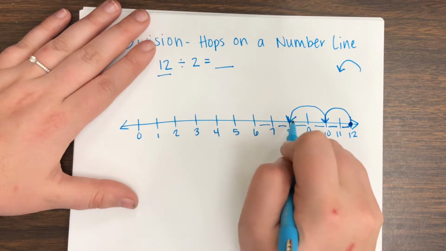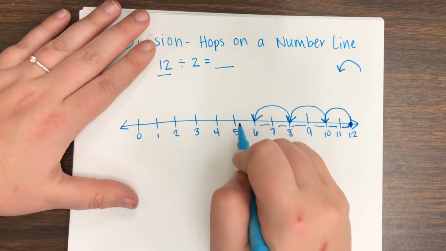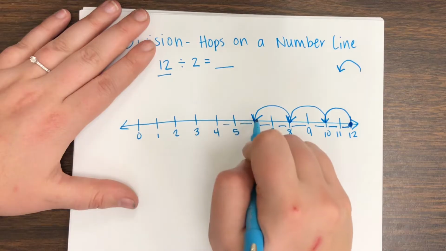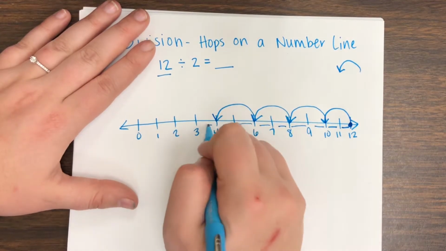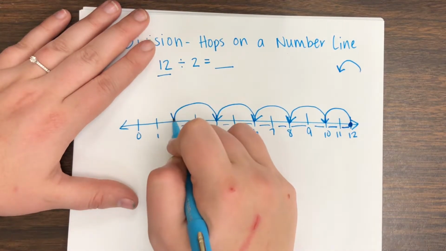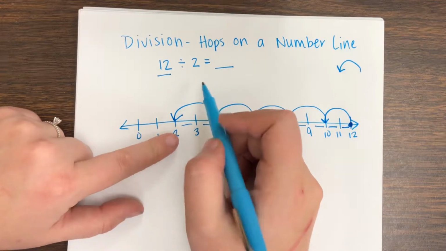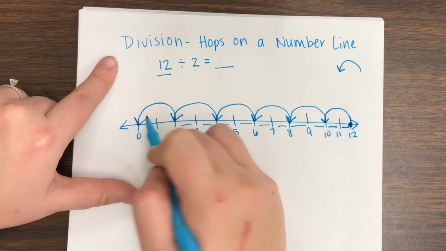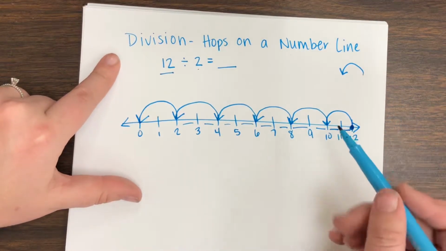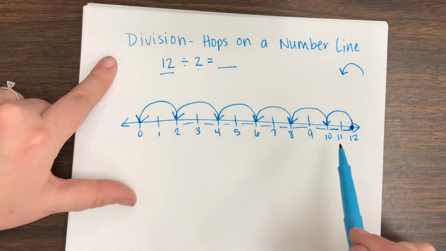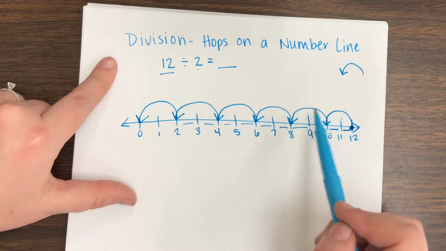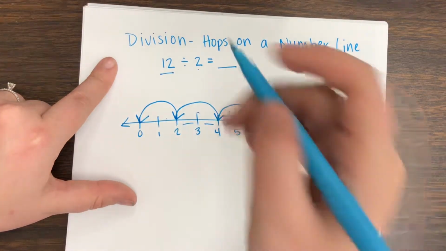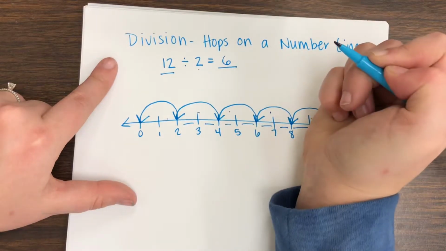1, 2. And you keep hopping backwards until you get to 0. 1, 2. 1, 2. And your last hop should be from this number, which should look the same as this number, to land on 0. 1, 2. And our answer is going to be how many hops did it take to get from 12 to 0? 1, 2, 3, 4, 5, 6. So our answer here would be 6, okay?